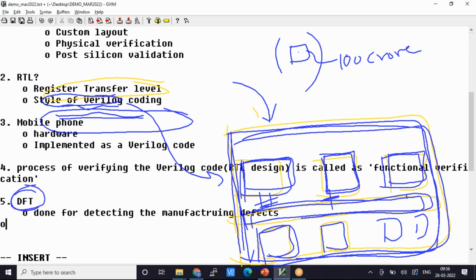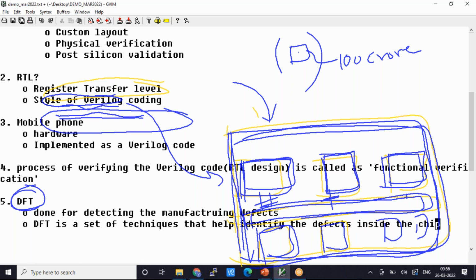Basically, DFT is a set of techniques that help identify the defects inside the chip. What is a simple example? We have manufactured a laptop. There is something broken, one piece of the laptop. If I see the laptop, can I see that fault? If it is somewhere outside, if it is broken, we can see. And I can tell that this laptop is not good because it is damaged. I can see because it is visible, it is big in size.